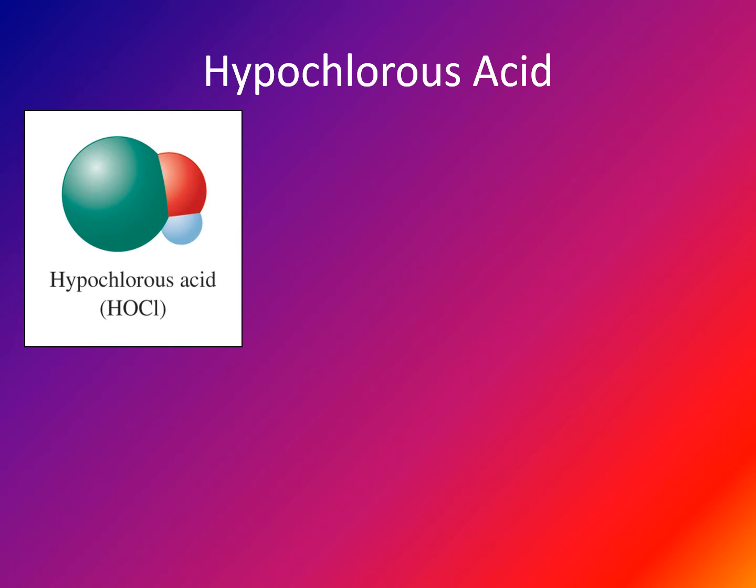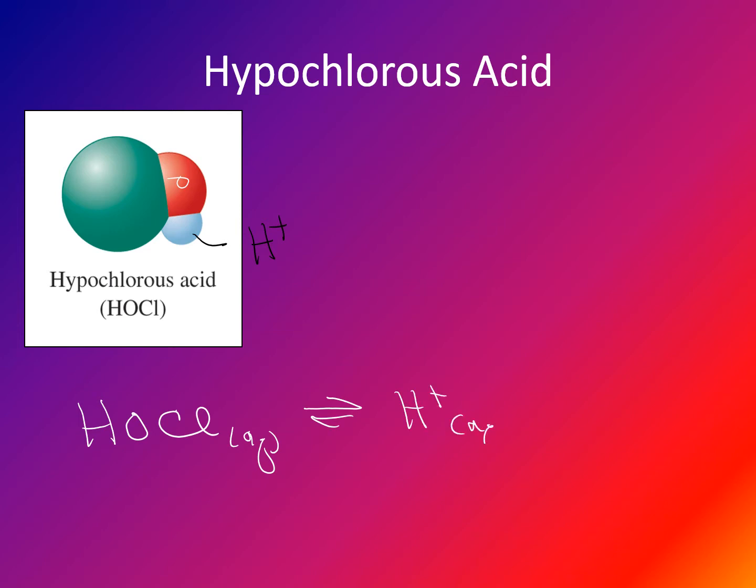Hypochlorous acid is one of our weak acids, HOCl. Notice the O is the oxygen, and the hydrogen is attached to the oxygen, just like we saw with strong acids. When this acid dissociates, it forms hydrogen ions and hypochlorite ions. ClO1- is the way I would like to write it.